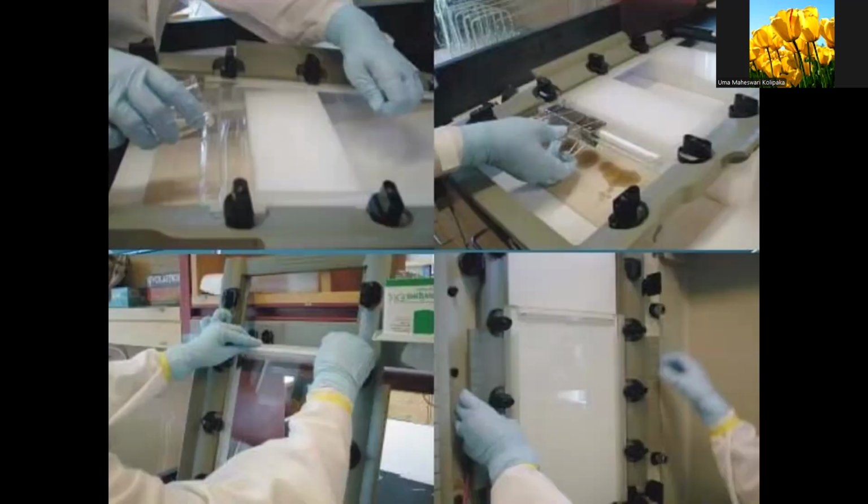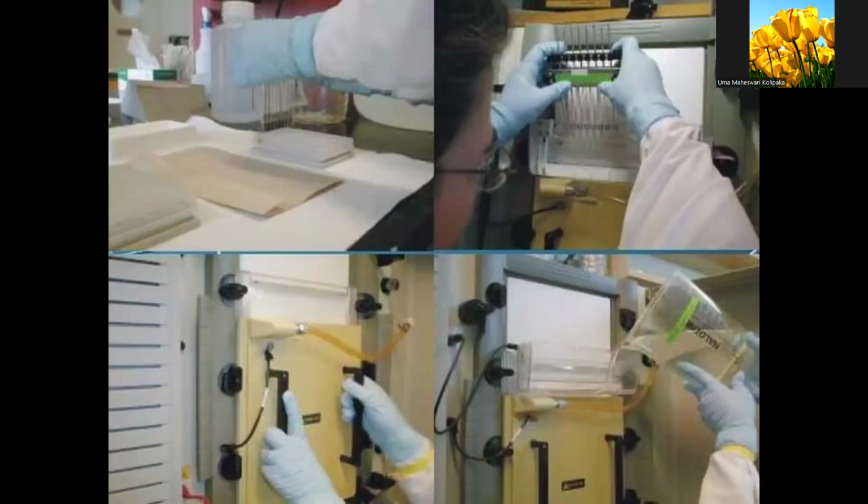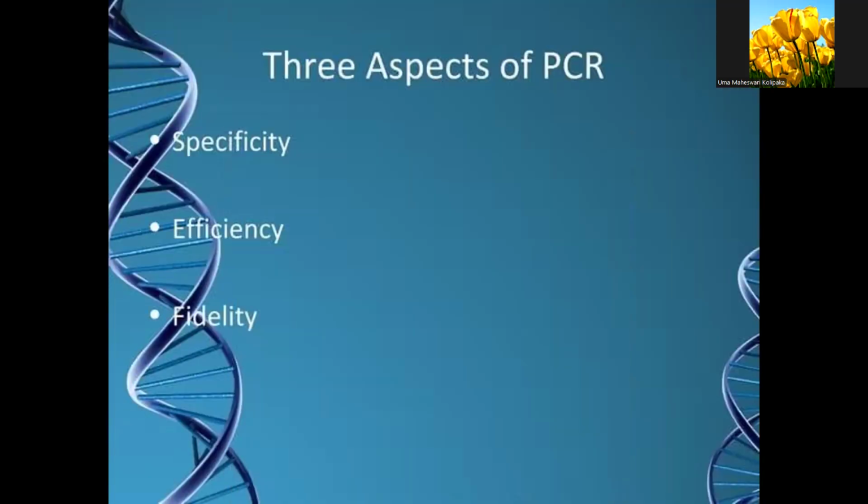So that we can observe the number of copies, how they are forming within a very short span of time. So, three aspects of PCR: specificity, efficiency, and fidelity. Actually, specificity means a specific DNA or specific target fragment we are taking. The same sequence we are multiplying, the same sequence we are making into a number of copies.